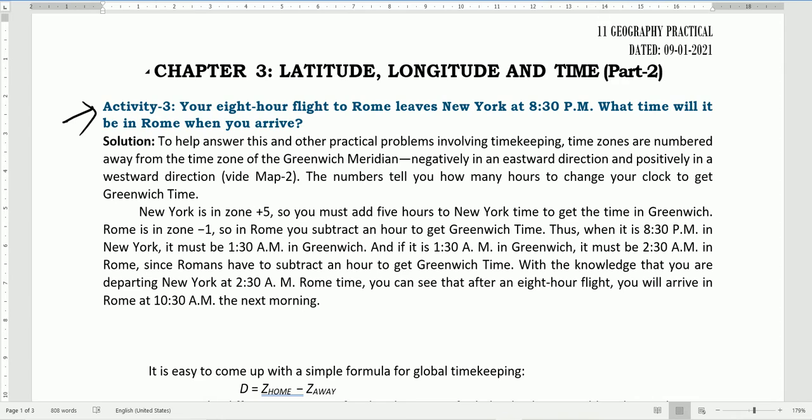Your 8-hour flight to Rome leaves New York at 8:30 p.m. What time will it be in Rome when you arrive? So the duration of the flight is 8 hours and you are going to leave New York at 8:30 p.m. What time will it be in Rome when you arrive? So here we have the solution.